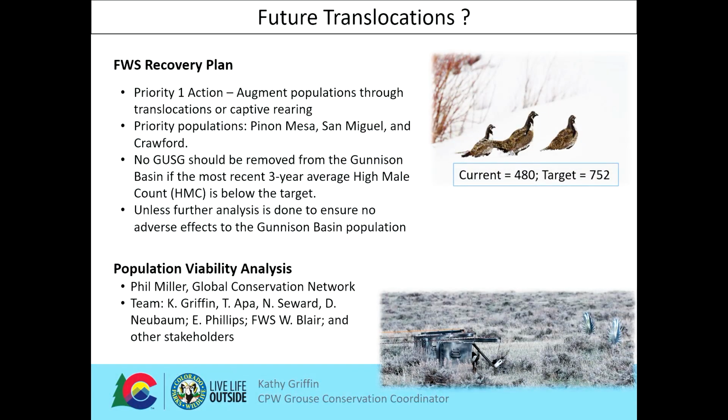We have a team going that includes myself, Tony Apa, and a number of the local biologists, Nathan Seward, Dan Newbaum, Evan Phillips, that work in the local populations, both the source and the recipient populations. We also have Whit Blair from Fish and Wildlife Service on the team, and we're currently still trying to build out the rest of the stakeholders that would be involved in this team. So we're still in the very, very beginning stages of this population viability analysis project.